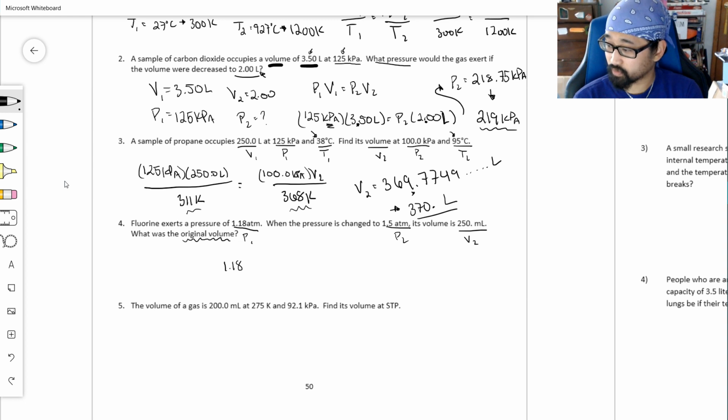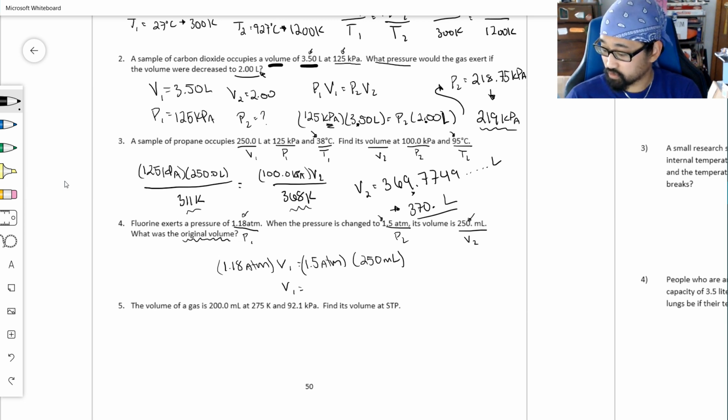So 1.18 atmospheres times V1 equals 1.5 atmospheres times 250 milliliters. And again, doing some math. V1, if I look at this, this has 3 sig figs, this has 2 sig figs, this has 3 sig figs. Doing multiplication and division, so I need to round to the lowest number of sig figs, meaning I need just 2. So 1.5 times 250.